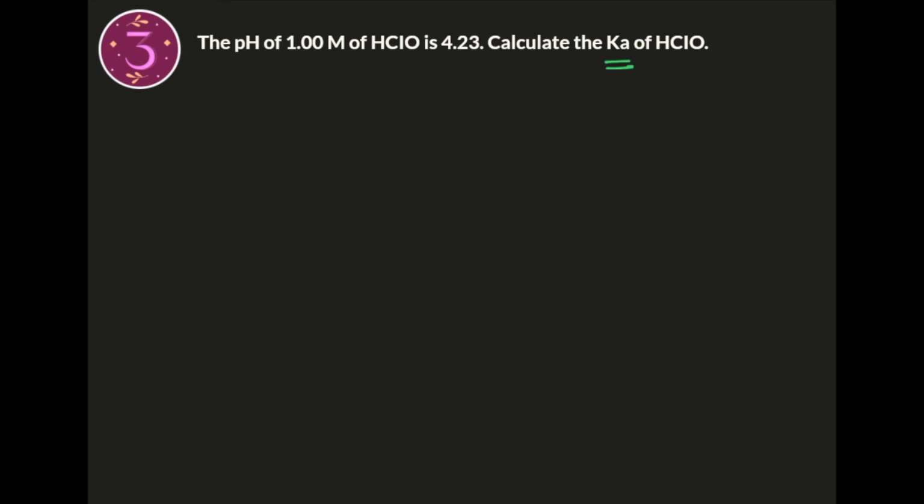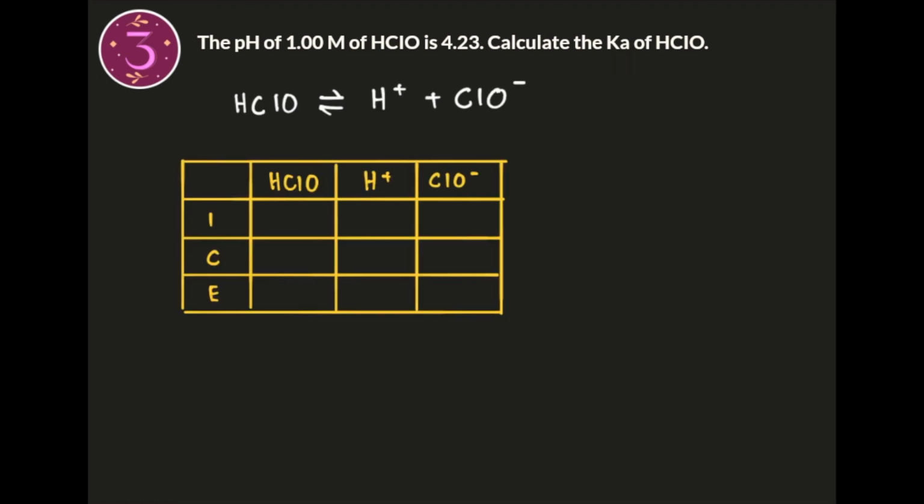We are assuming that this is just a dissociation of HClO. So what we are going to write here is just HClO shall dissociate to H plus and ClO minus. After you have written a balanced equation, the next thing that we need to do is write the ICE diagram. Let's write the ICE diagram.